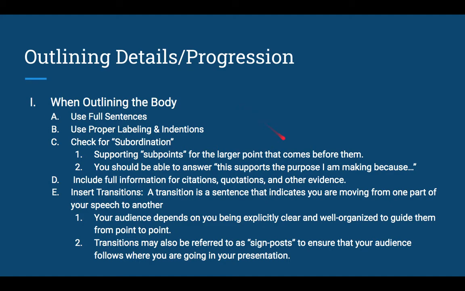So when outlining the body of the speech, there's some things to remember. You'll use complete sentences. You'll use full sentences. You'll use proper labeling and indentions. So note here where you have your main points, then you go to subpoints, and then you go to details. And as you do each step, you indent or tab over so that it's very easy to align. Everything's aligned correctly, and it's easy to see where you are in your speech.